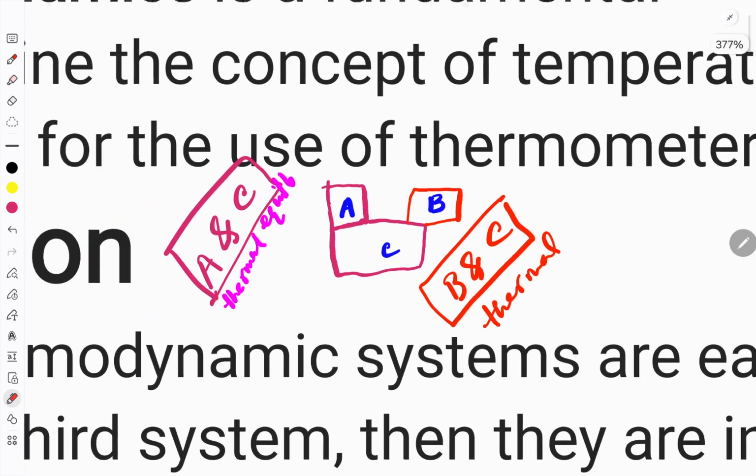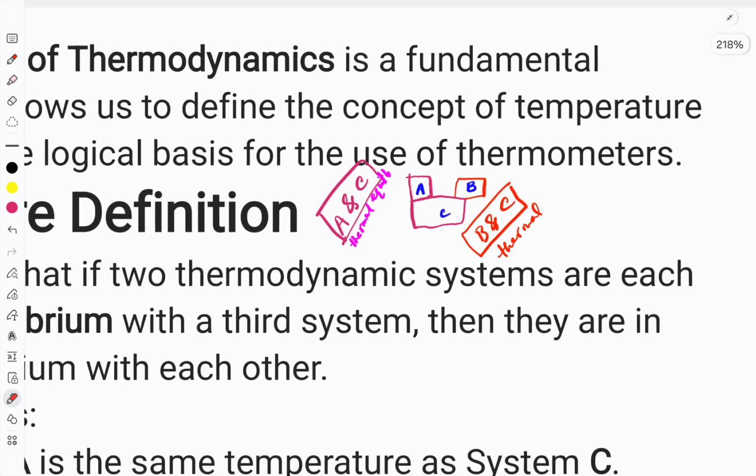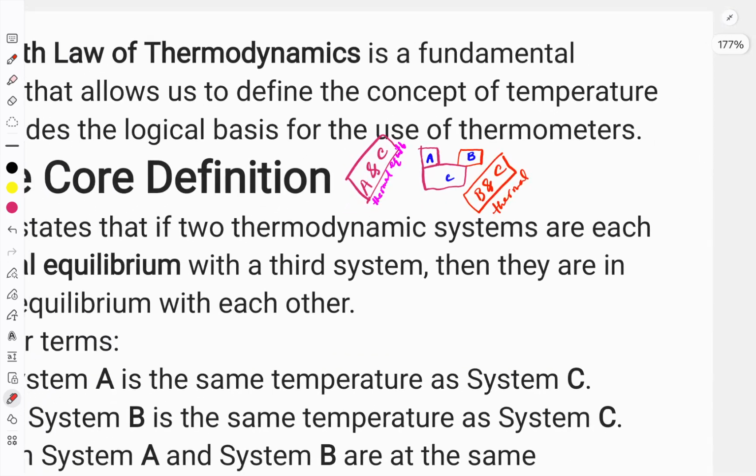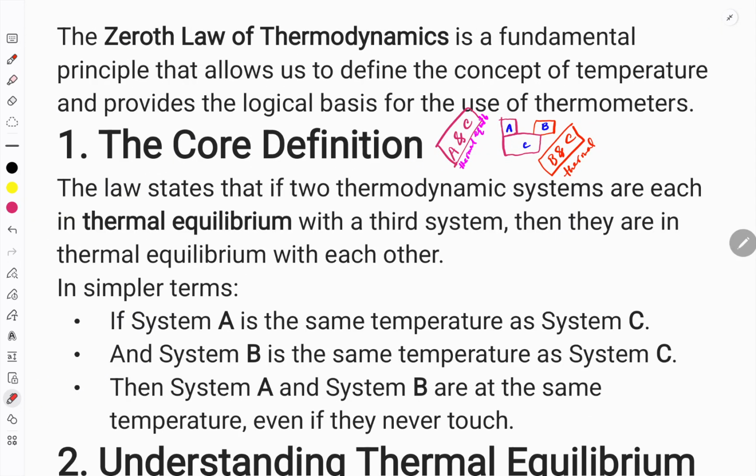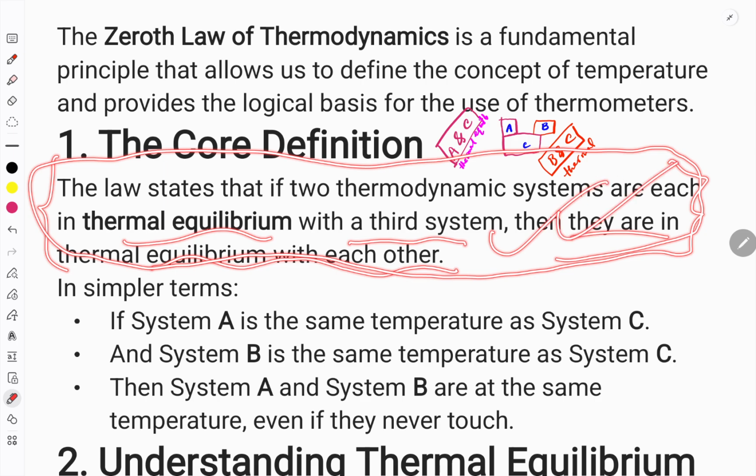So this is the zeroth law of thermodynamics. I hope you understand now. So let's see what I have written here. The law states that if two thermodynamic systems are each in thermal equilibrium with a third system, then they are in thermal equilibrium with each other. This is the statement. If the zeroth law of thermodynamics comes in your exam, you must write this line, okay?